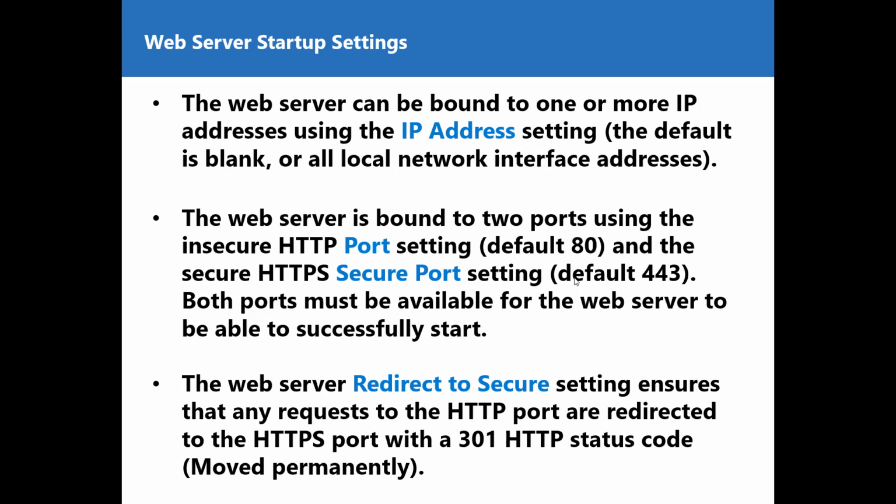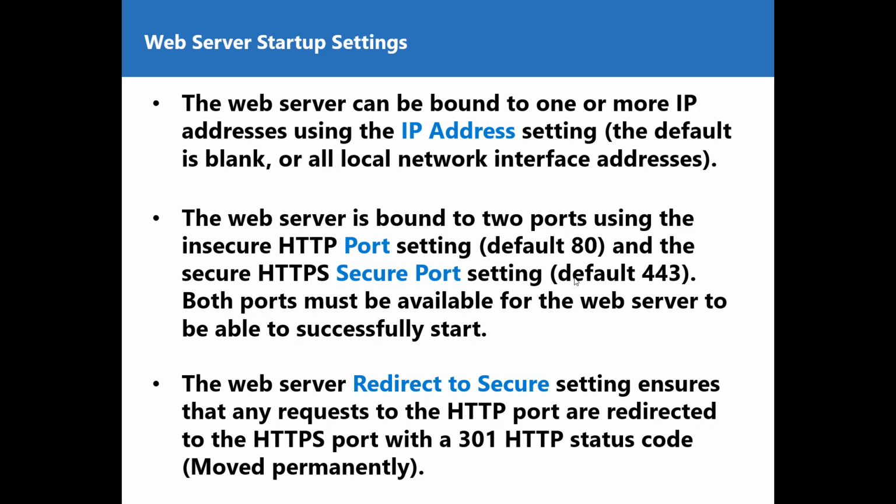So in terms of starting up, the web server has several settings that apply to startup. The web server can be bound to one or more IP addresses using the IP address setting. The default is blank, in which case it will bind to all local network interface addresses. If you specify an address, it will only bind to that particular address, which is good if you, for example, only want to listen to incoming requests on a LAN and not any external requests coming from outside the network.